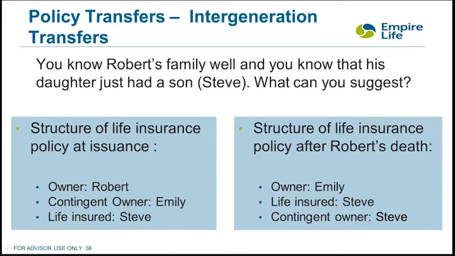After Robert's death, Emily will be the owner and the life insured will still be Steve. As the owner, Emily would now have access to the cash values of the policy and she'd be free to name any beneficiary she wants. She could also name Steve as the contingent owner, which would allow for a second intergenerational transfer since the required conditions of the transfer rules would still be met.